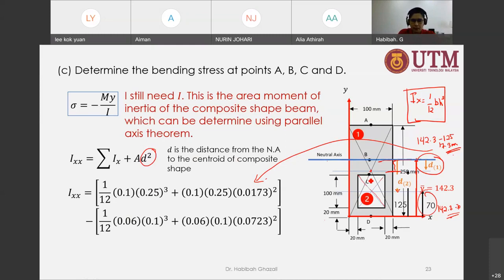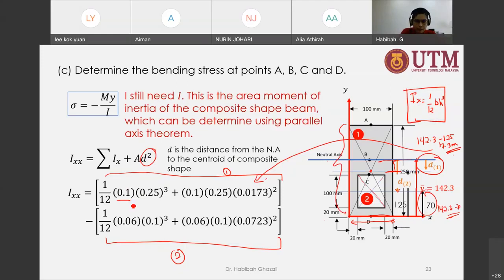Now we can assemble our equation. This is for shape 1 and this is for shape 2. 1/12 of 0.1, which is the base of that shape, from one end to another end. That's 100 millimeters, so 0.1 meter. And then we have the height, the overall height, 0.25 cubed. Plus the area: 0.1 times 0.25. This is D that we get here.